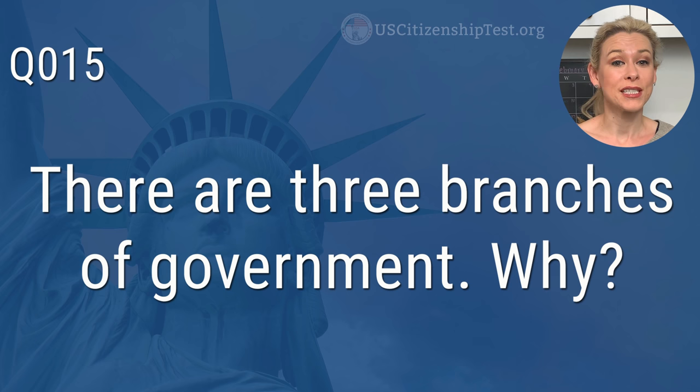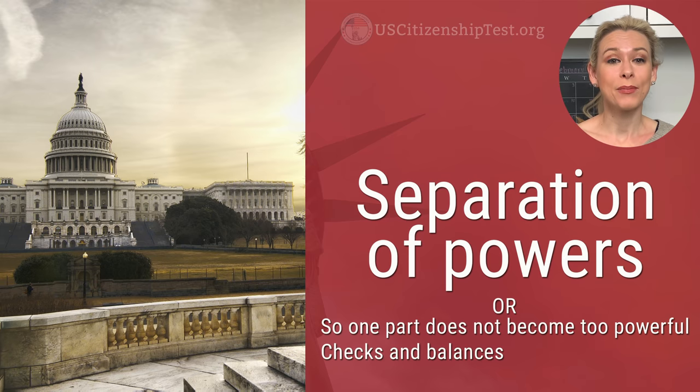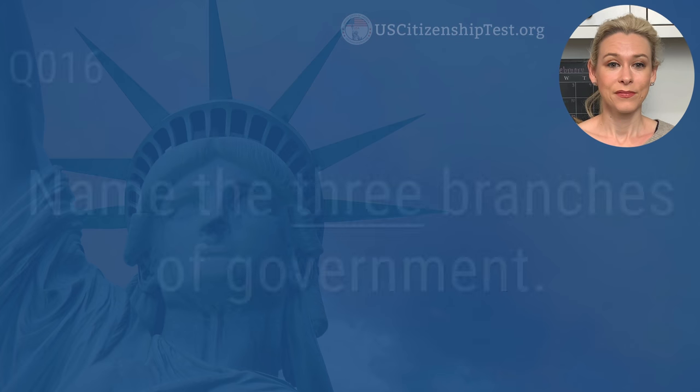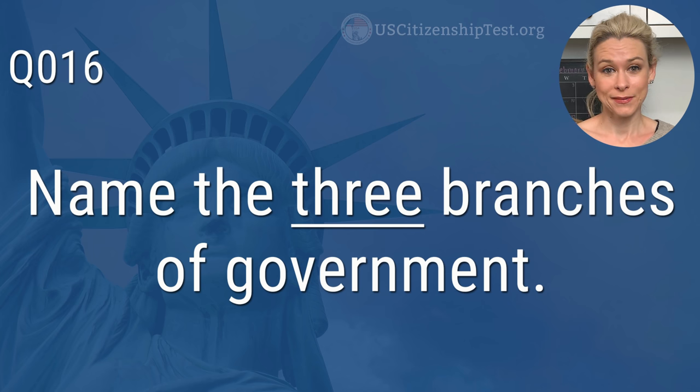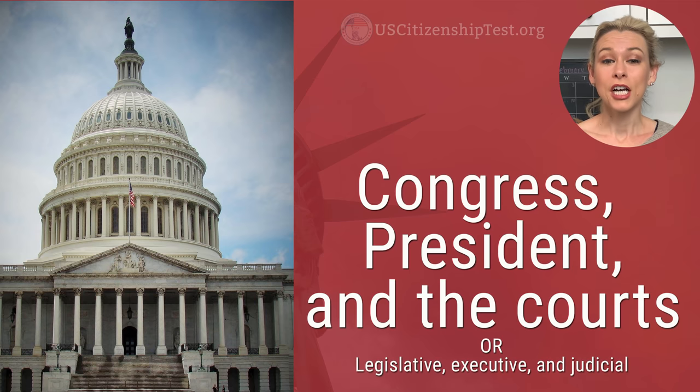There are three branches of government. Why? Separation of powers. Name the three branches of government. Congress, the President, and the courts.